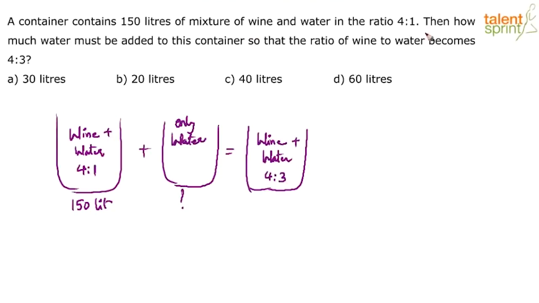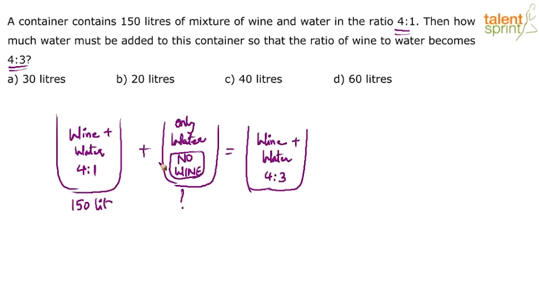You getting it? Initial ratio is 4:1. The final ratio is 4:3. How much water must be added? No wine, only water. Only water is getting added. So how much water has to be added so that the ratio becomes 4:3?